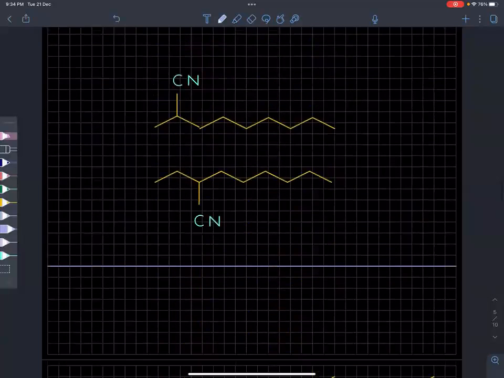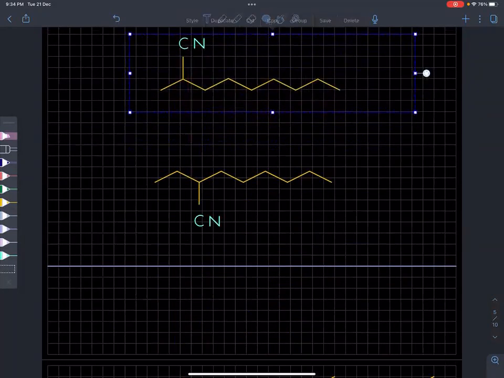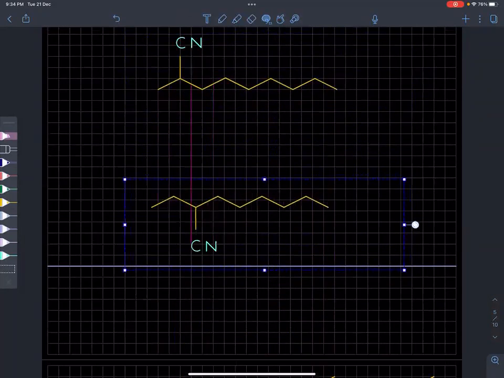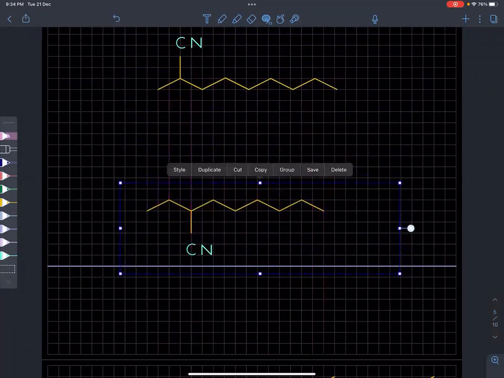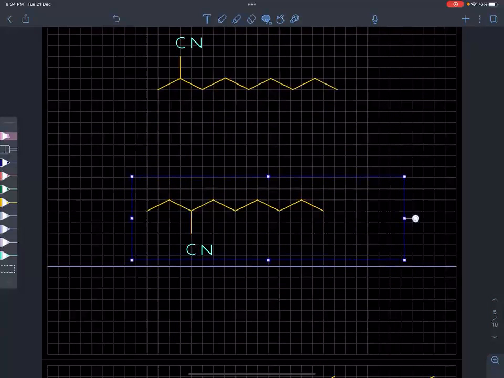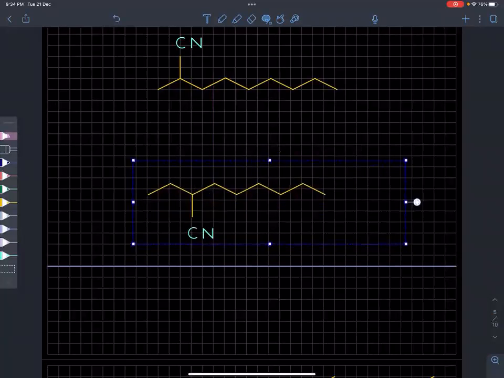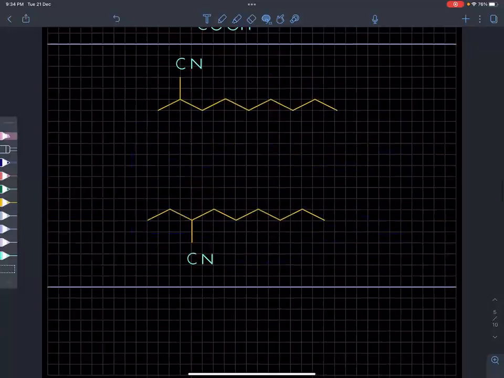What about these two? These are also chain isomers, because even a nitrile compound starts from the first carbon, whose first carbon is this triple bonded carbon to nitrogen. So these are chain isomers.